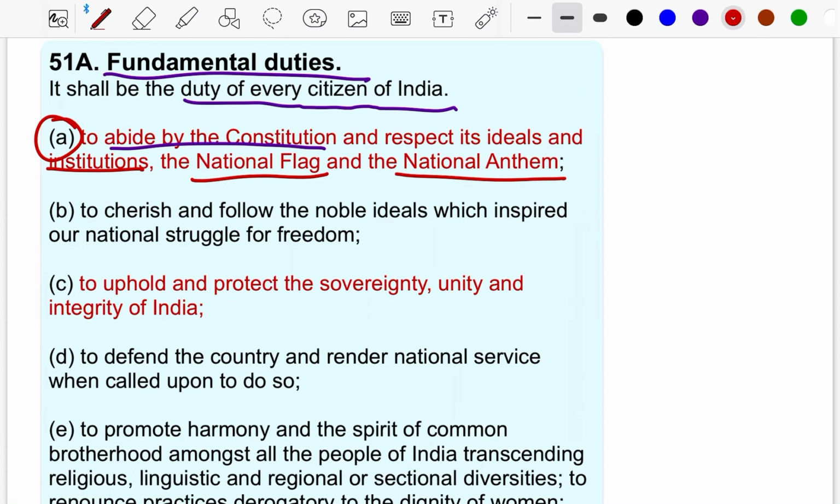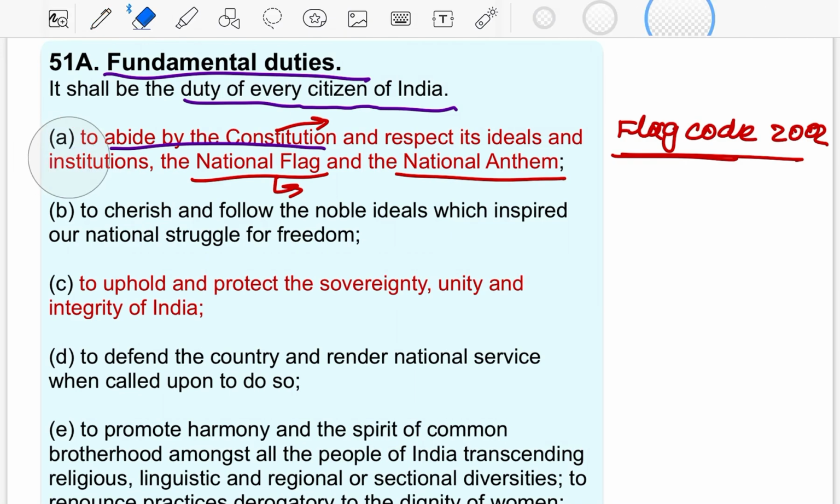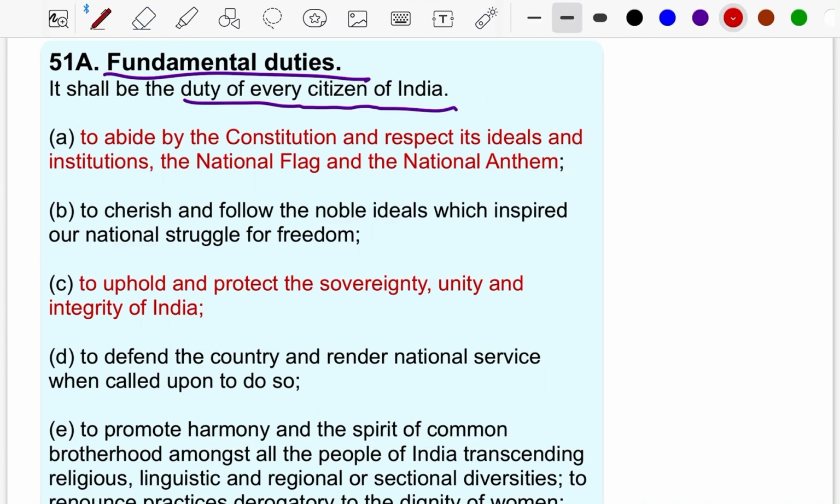Here one act has been enacted by the Parliament, the Flag Code 2002. If you are disrespecting the national flag, then you will be booked under the Flag Code Act 2002, right? If you are not following the constitution and you are disrespecting the judiciary, the Election Commission of India, or many other constitutional institutions, then you will be liable to punishment. Okay, so you have to keep these things in your mind.